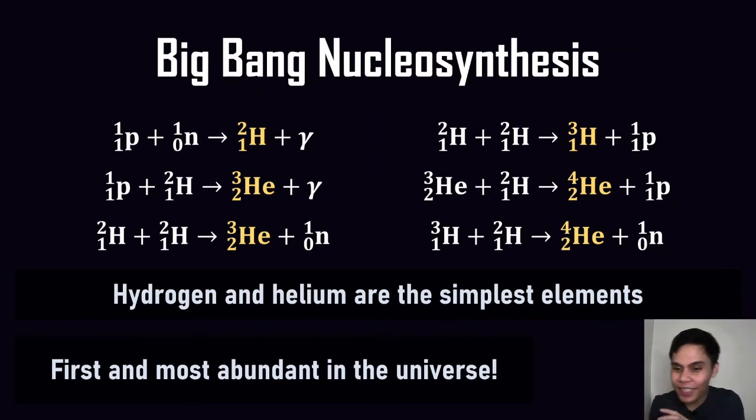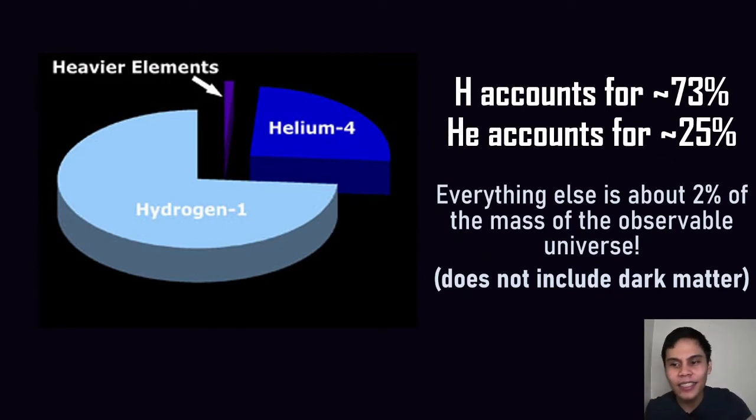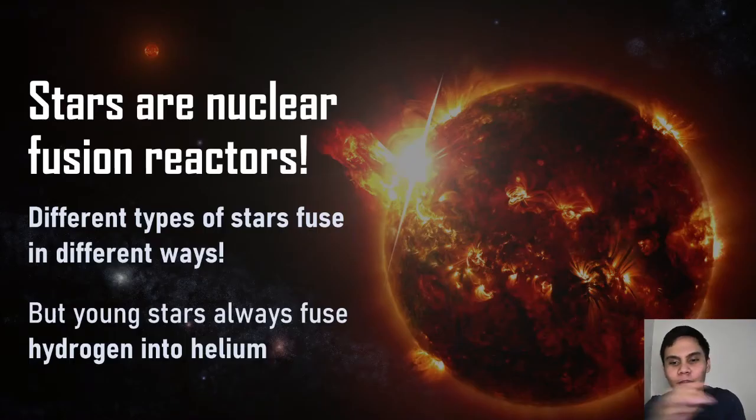So hydrogen and helium became the simplest elements and the first elements in the universe. Since they're the first and simplest, they also became the most abundant elements in the universe. In fact, approximately 73% of the observable universe is hydrogen, whereas helium accounts for around 25%. So the remaining 2% is all the other elements in the periodic table. All right, so again, observable universe does not include dark matter and stuff like that.